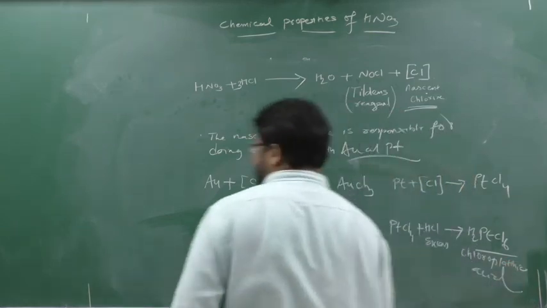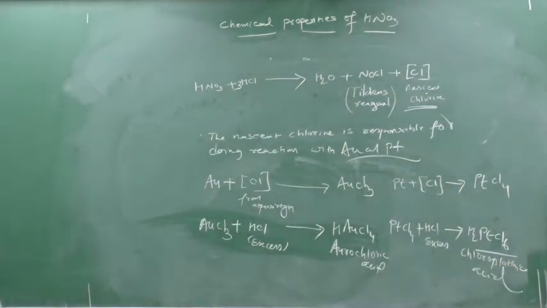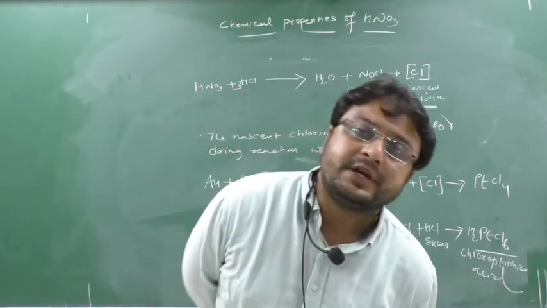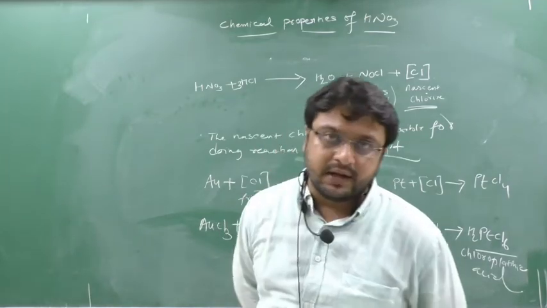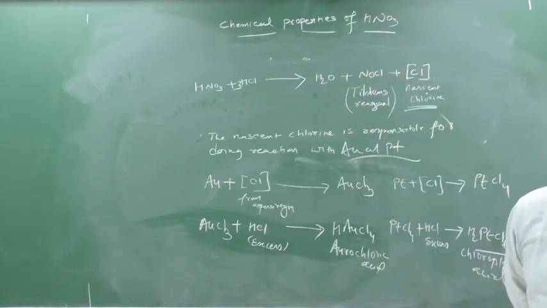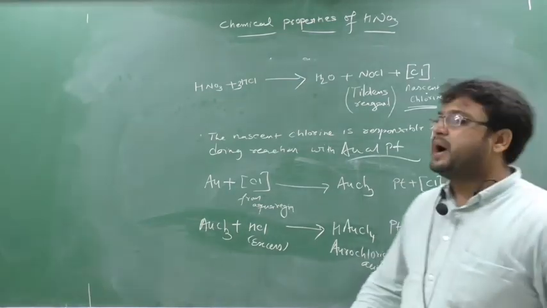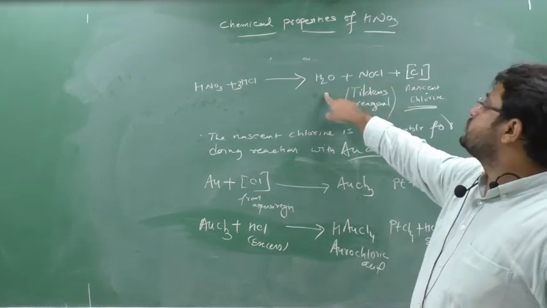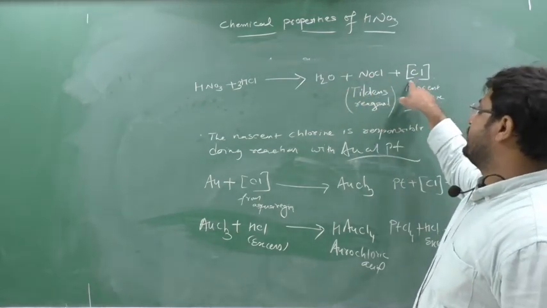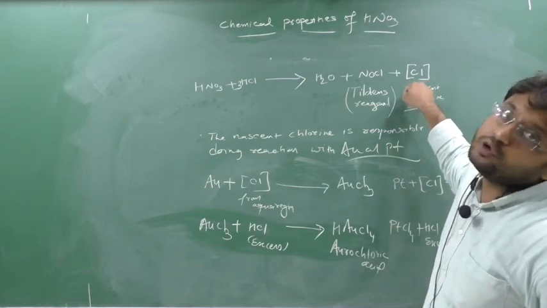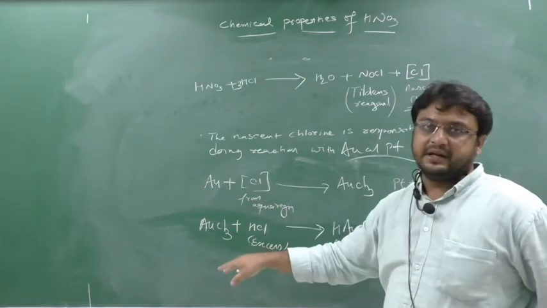Clear? So remember this. What I told, what do you mean by Aqua Regia? Aqua Regia is nothing but a 1:3 proportion of a mixture of HNO3 and concentrated HCl. These two are made to react with noble metals like Au and Pt. Why is it reacting? Whenever HNO3 and HCl react, it forms H2O, NOCl, and this nascent chlorine. This is also Tilden's reagent. So this nascent chlorine is responsible for the reaction with gold or Pt.